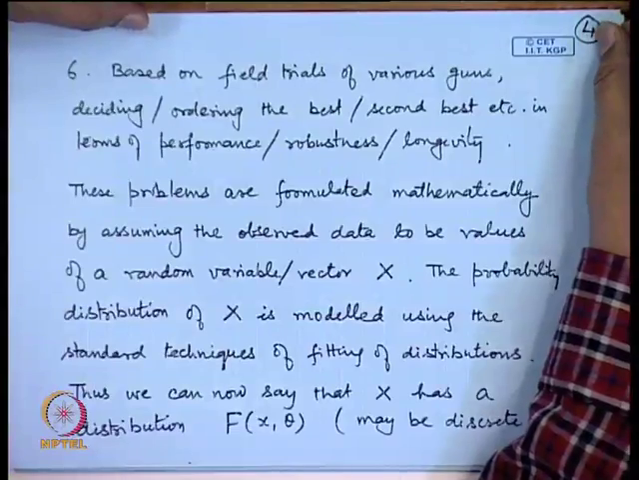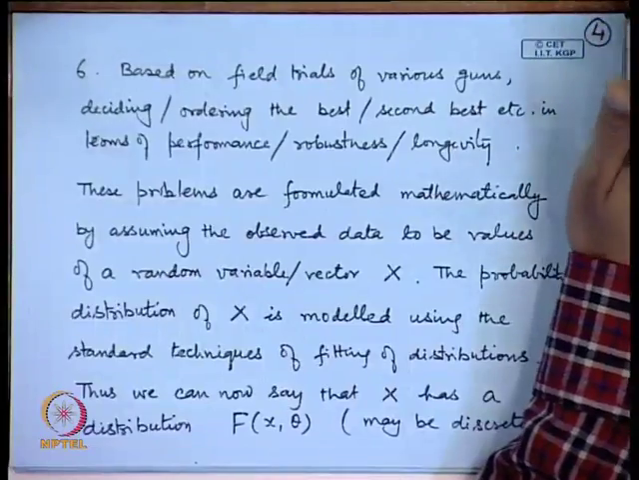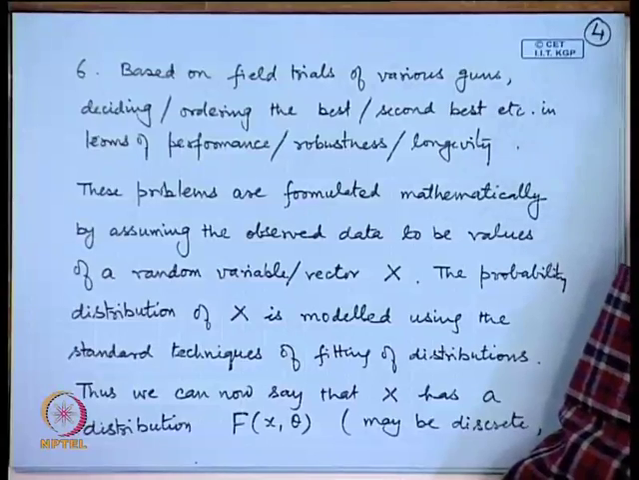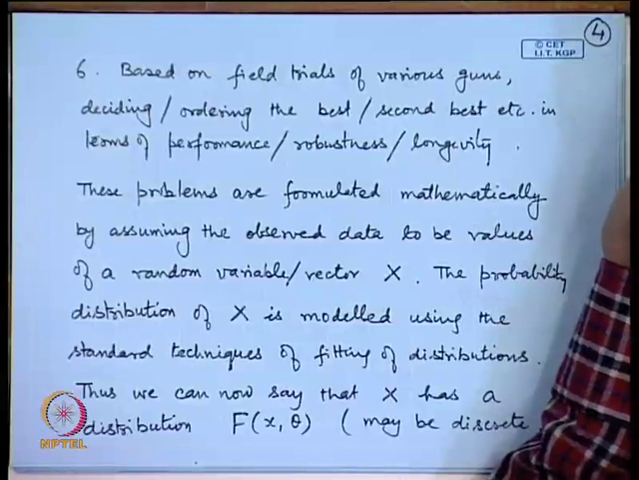A frequently encountered problem is that there are various kinds of guns which can be used by the army. Now, the army wants to buy new guns to replenish its stock of arms. So various arms manufacturers give samples from their factories, and then field trials of those guns are conducted. The job of the statistician is to determine which is the best gun among these, which is the second best, etc., in terms of its performance.